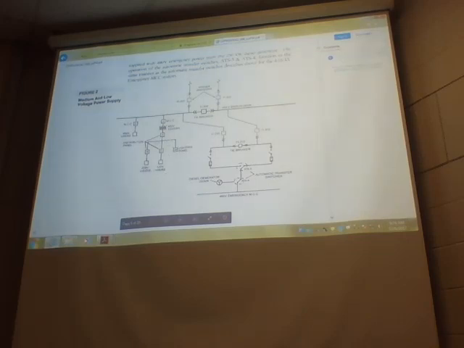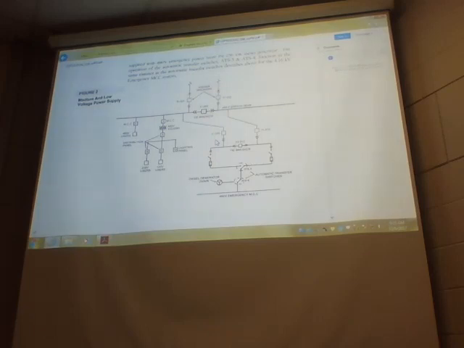MCC2 here would be for strictly 480 volt use. So down here again, you've got another backup generator, a 480 volt emergency backup generator. Diesel instead of natural gas this time, and it is 250 kilowatts. And these automatic transfer switches, ATS, will operate in the event of a power outage back here.